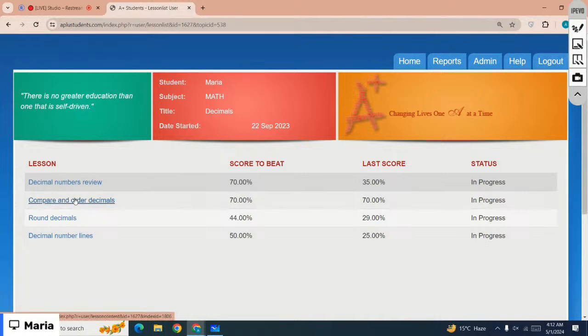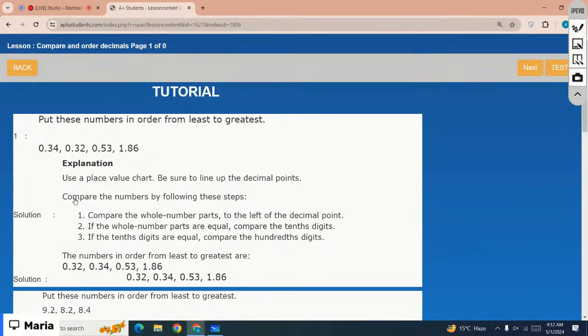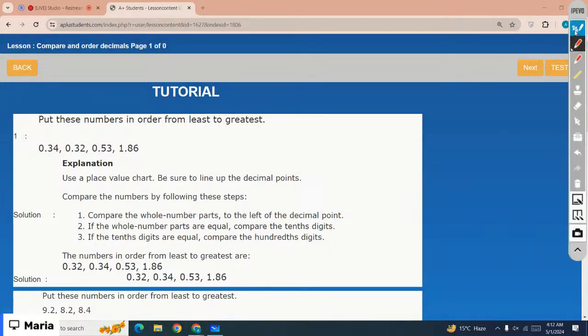The next lesson is compare and order decimals. Let's just start with the next lesson. So the first example is put these numbers in order from greatest to least, right? So how do we compare? The first thing is when we're working on the decimals, you have to compare the whole numbers first, right? Like for example, here you have 0.34, 0.32, 0.53, and 1.86. They have the whole numbers 0, 0, 0, and 1. That means that would be the greatest one, right?